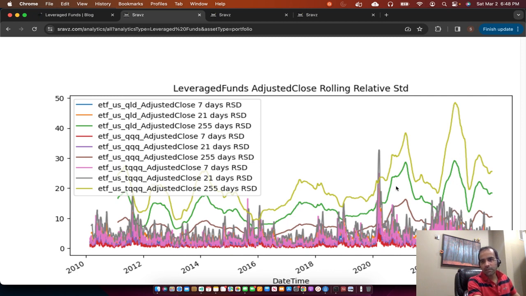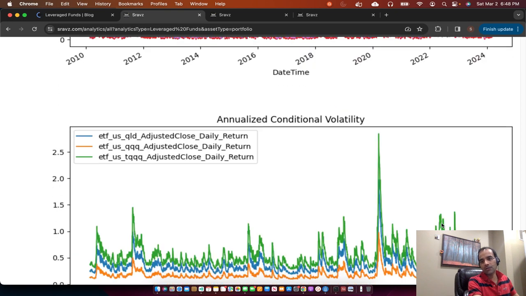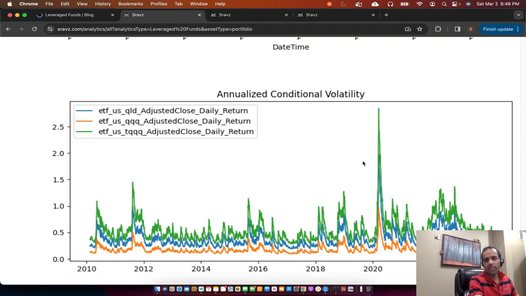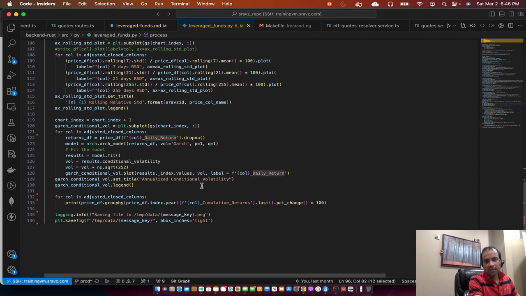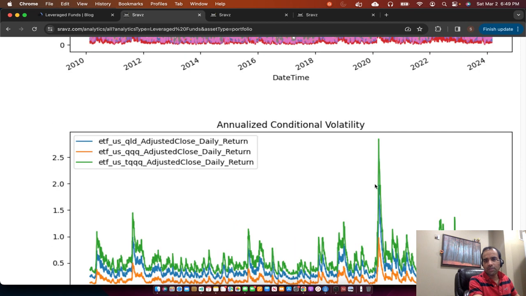For example, this is QQQ, green is QLD, and the yellow is TQQ. Once we smoothen the rolling standard deviation out, it is close to 3 times. So the higher the volatility, the more risk of losing the original principal. We also analyzed conditional volatility based on the GARCH model. We'll cover the GARCH model in a separate video. For now, we have the plot, and this also shows that the volatility for TQQ is 3 times that of QQQ. Switch to the next plot.